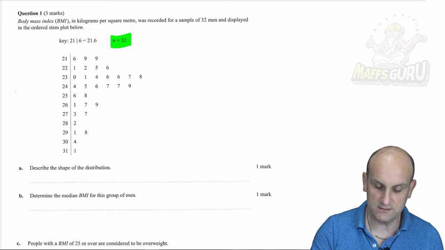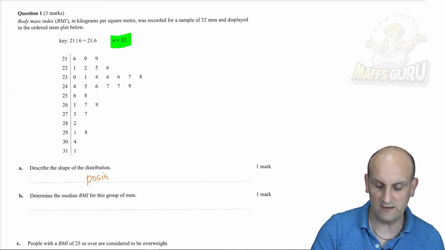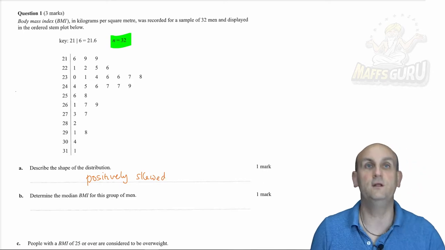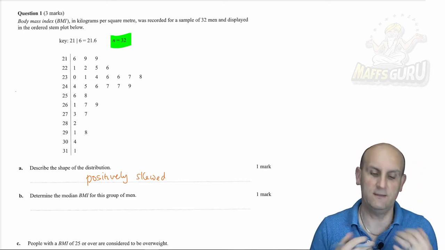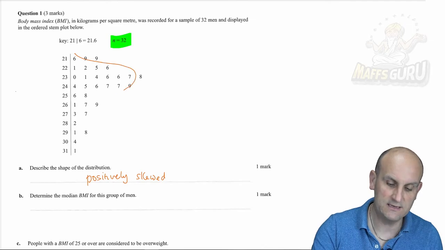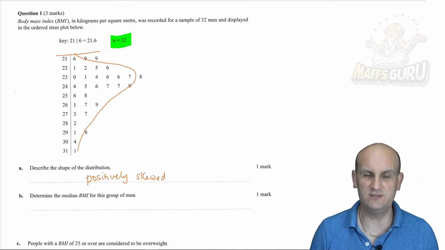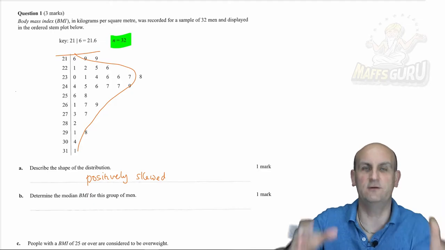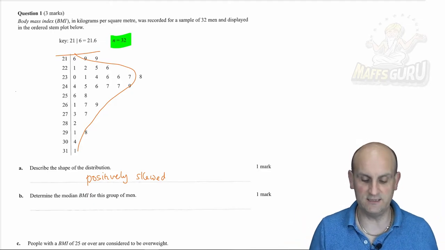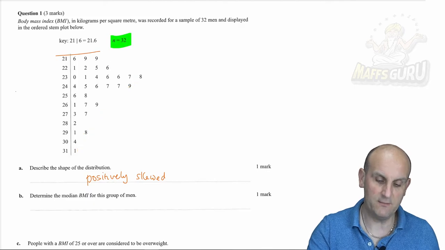Well, as far as I'm concerned, it was positively skewed. All right, now again, hopefully you know that. It should be in your summary book, just to know the shape, because it's doing this and then coming back that way. And obviously it's closer to the axes, so it's positively skewed. Yeah, remember, a stem plot is like a histogram or a bar chart just turned on its side.